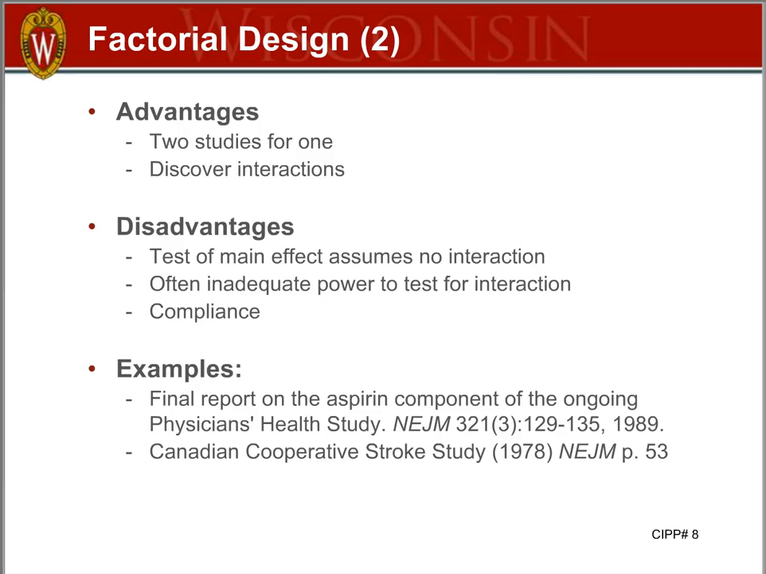Examples of the factorial design are the Physician's Health Study, which tested aspirin versus placebo and tested beta-carotene versus placebo, the aspirin component for coronary heart disease, the beta-carotene for lung cancer. Another trial is the Canadian Stroke Study.